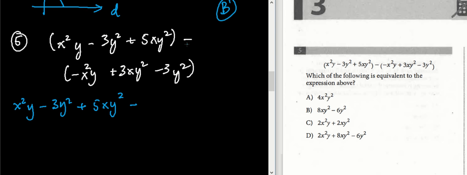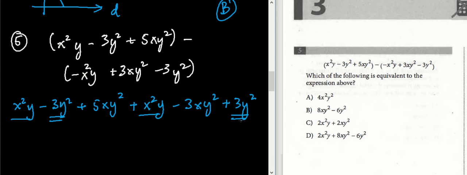So we have a negative times a negative x squared y, so that becomes a positive x squared y. We have a negative and a positive, so that becomes a negative 3xy squared. We have a negative and a negative again, so again we get a positive 3y squared. And now we will combine all the coefficients of the corresponding terms. So we'll have x squared y, so I'll underline that with 1 underline. Then we have y squared, so that's these two terms. And then we have xy squared, so that's these two terms.